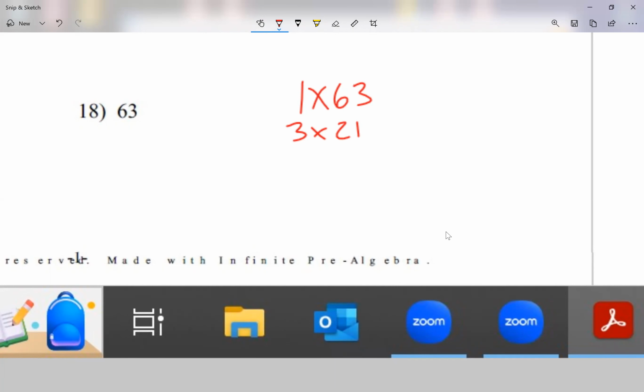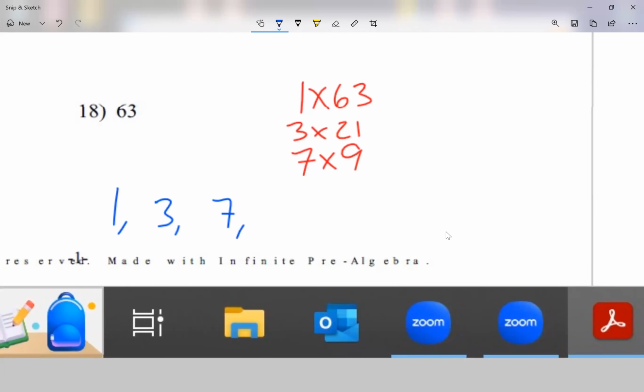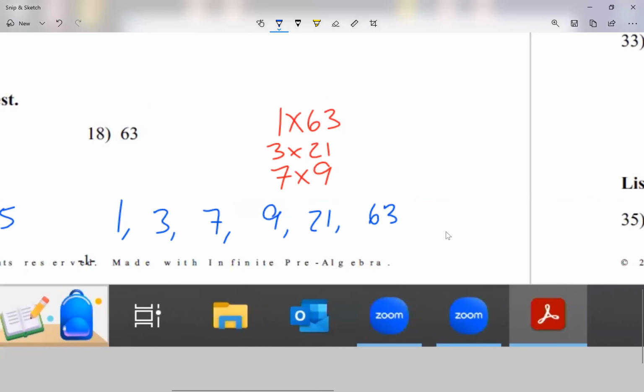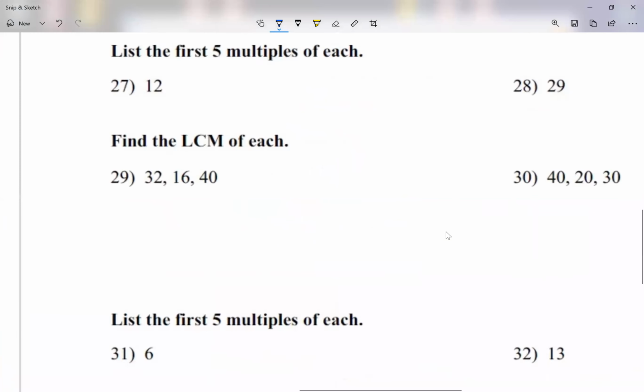4 is not a factor. 5 and 6 are not factors, but 7 is. I can go 7 times 9. All right. I have all my factors there. So my answer will be 1, 3, 7, 9, 21, and 63. I want you to know what a factor is. Okay. Now that we know what factors are, then I moved on.